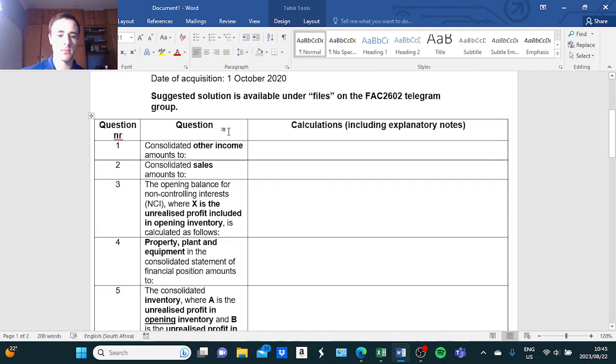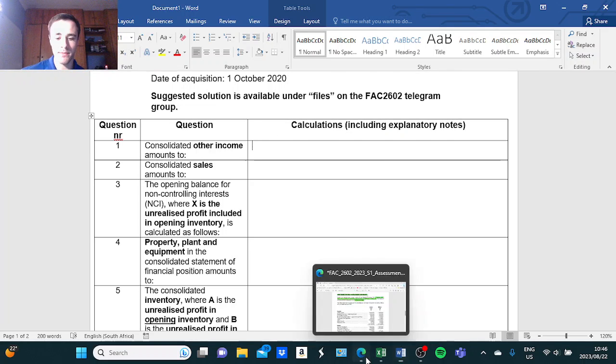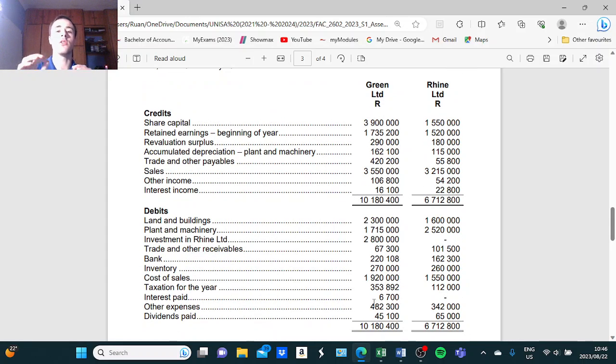Alright, so the first question asks the consolidated other income amounts to what? They will give you various options, and you will have to choose the correct amount for other income. So how will we calculate other income for the group? Firstly, we will need to look for the other income line item in the trial balances, and you will find it right here under credits. Other income has been given for the two companies respectively.